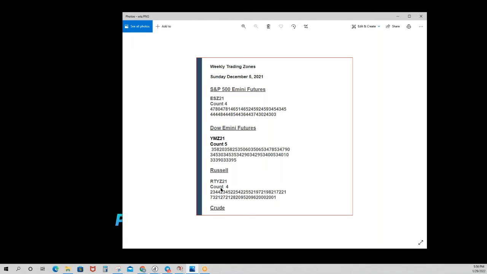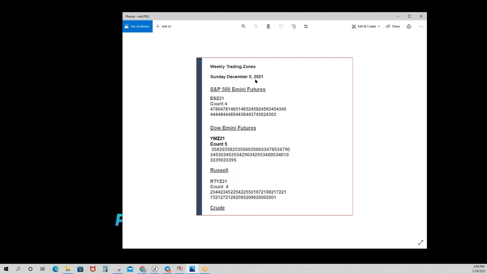We do them for the ES, the YM, the Russell, crude oil, and a couple other markets. I think we're doing 6 or 8 markets altogether. The important thing here is the count and this string of numbers. We send them out.